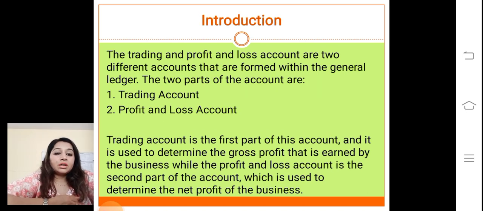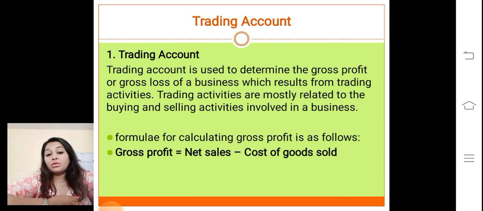The trading and profit and loss account are two different accounts formed in the general ledger. First, we prepare the trading account, and second, the company prepares the profit and loss account. The trading account is the first part. It is used to determine the gross profit or the gross loss of the company. The profit and loss account is the second account, which is prepared to know the net profit or net loss of the company. So these two accounts are very important for the company.